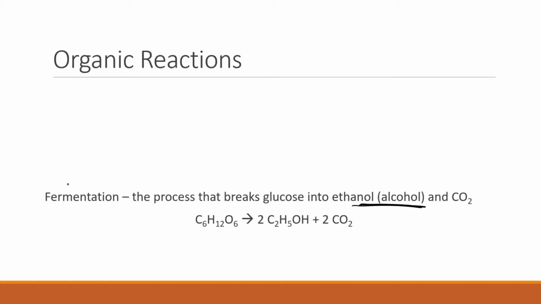We see this happening in plants. We take advantage of this when we as humans want to make alcoholic beverages. If you go to a winery, a brewery, a distillery, that's all fermentation that they're taking advantage of, but they're harvesting out the alcohol to then bottle and sell. But the idea here is we're breaking sugars to make alcohols.